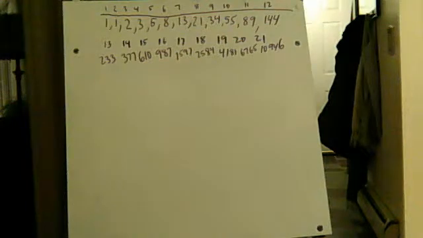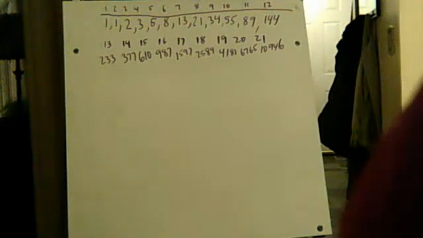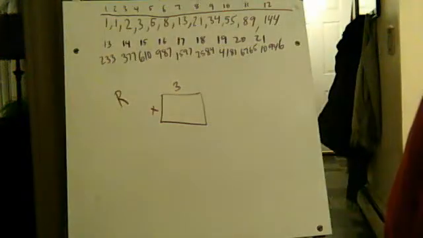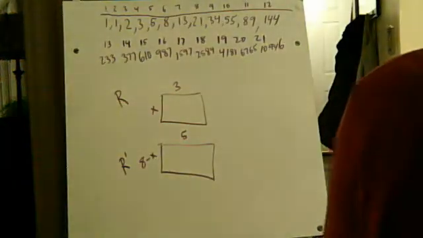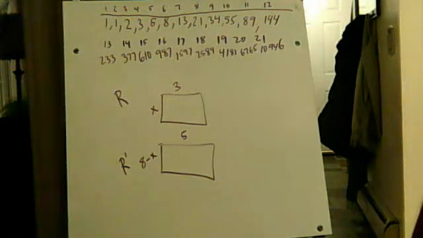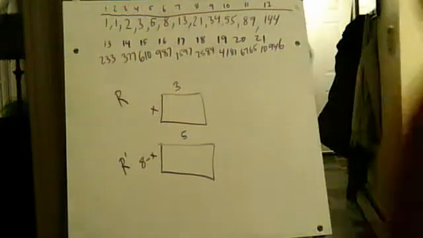Okay, next problem. From 39. Okay. So this problem says R is a rectangle with sides x and 3. This is a rectangle called R. And it says that R prime is a rectangle which has sides x, 8 minus x, and 5. Now what they want is, what are the values of x that will make R and R prime similar?